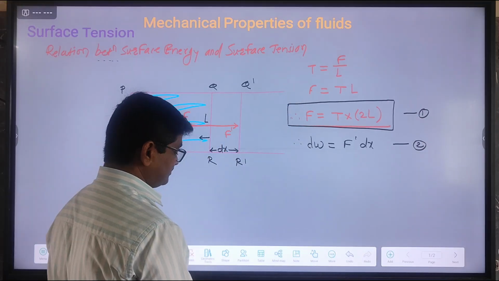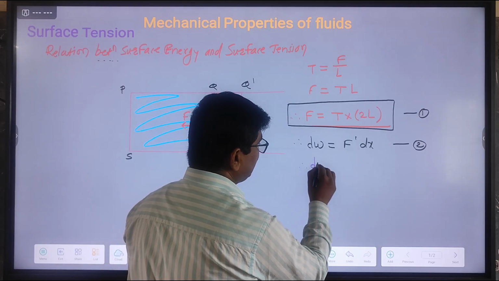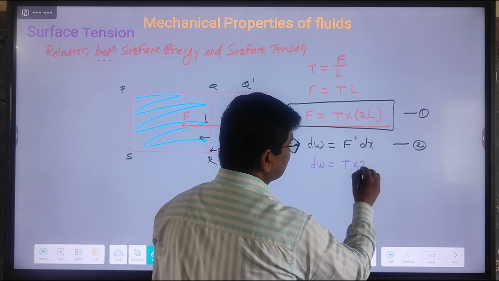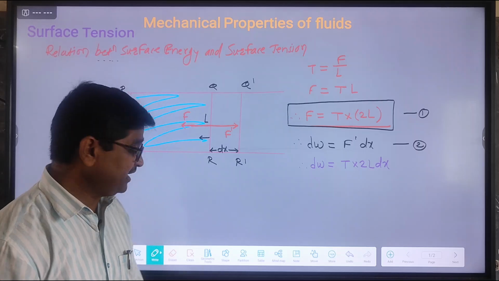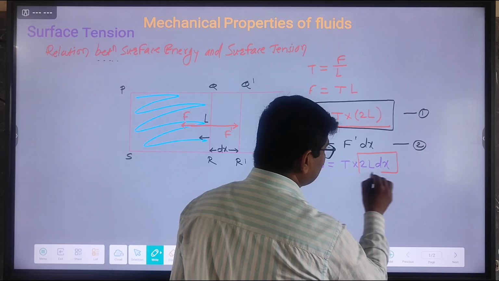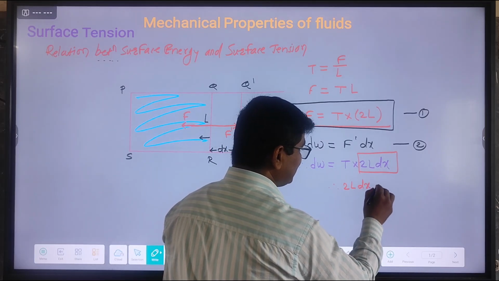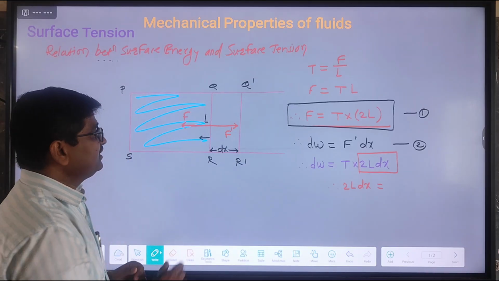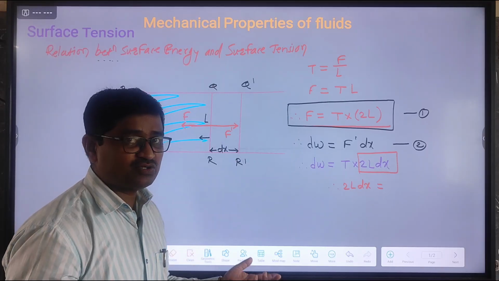So what do we get? Now we get the work done, dW, is equal to the force, represented by T into 2L, and this is dx. Okay, T into 2L into dx. But in this expression, this value of 2L into dx, what is this? Now let's see, twice L, that is the 2 surfaces of the film. Now L is the length of the wire and dx is the displacement. It means length into breadth, so that is called area.